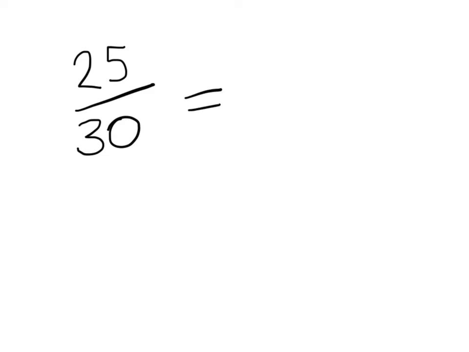Alright, what about 25 over 30? Have a think. Can you simplify that? What's the biggest number that goes into 25 that also goes into 30? Then you're going to divide by that number. Have a think. I'm going to give you 10 seconds of waiting, thinking time. You can pause it if you like. Have a think. Have an answer.